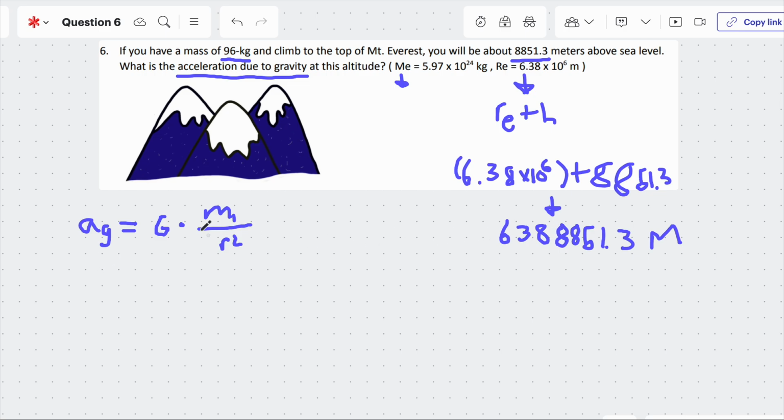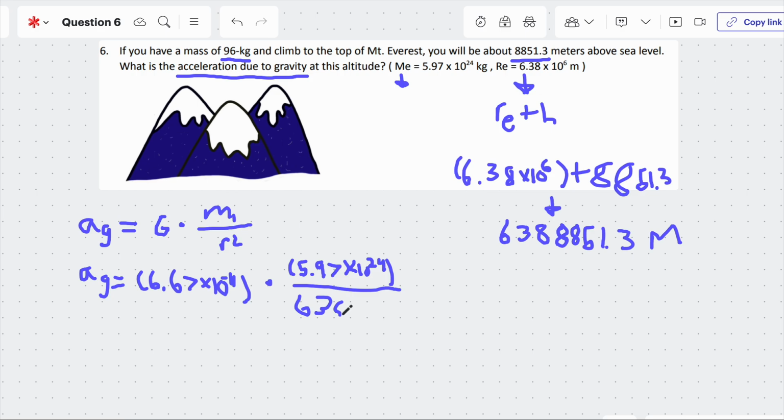So now that we have our radius, we also have our mass, we know g. Let's plug in all our values. So first things first, big G. That's 6.67 times 10 to the negative 11th times mass of the Earth, which is 5.97 times 10 to the 24th, divided by our radius, which is that really long number.